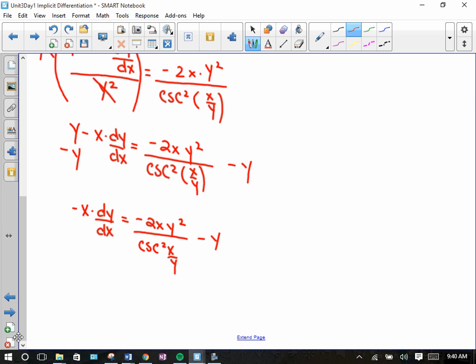So what we have right now is 1 over cosecant squared x over y. Alright? We know something, we can rewrite this somehow. Just because I can have that times 1 over cosecant squared xy. If I have 1 over cosecant squared xy, what's another way I can write that?